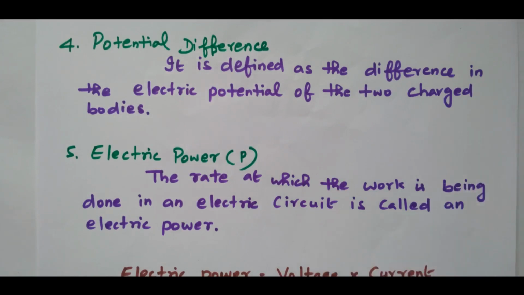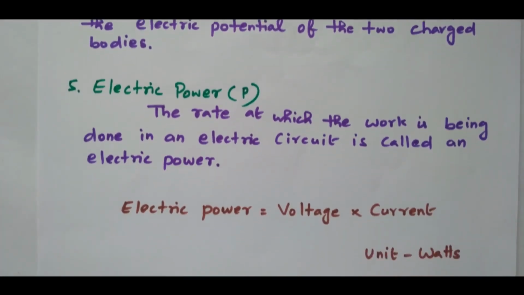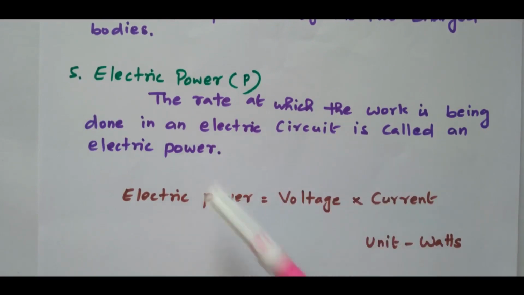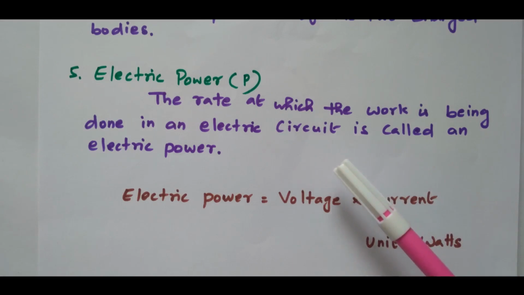Then we'll go to the power. What is the power? The rate at which the work is done in an electric circuit is called electric power. What is the rate? While applying any external force, the atoms are moving. How many atoms are moving is nothing but electric power, right? The rate at which the work is done. So I am able to take 5 books within 1 second. I am able to take 10 books in 1 second. So that is nothing but power.